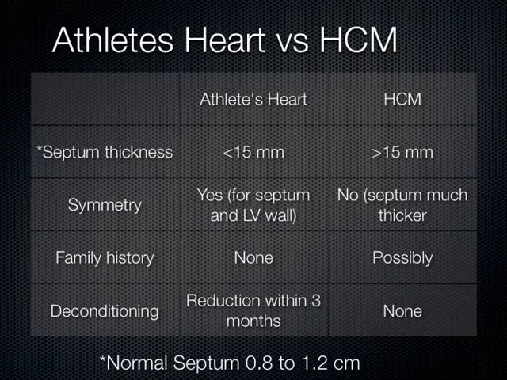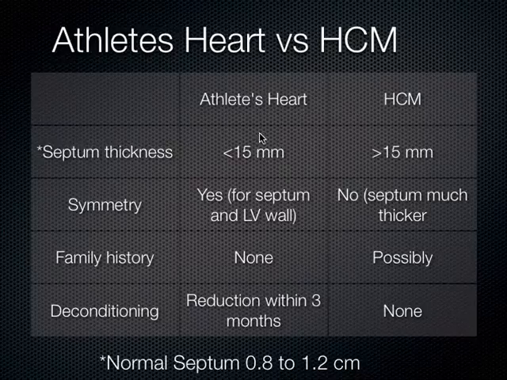And sometimes you have to differentiate this from just athlete's heart. Somebody who does a lot of exercise, a lot of working out, their septum can also thicken. But a normal septum, I said, is up to 1.2 centimeters. With the athlete's heart, it's still going to be less than 1.5 centimeters. In fact, with hypertrophic cardiomyopathy, it's greater than 1.5. And with athlete's heart, it's a very symmetric thickness, whereas with hypertrophic cardiomyopathy, we saw that it was just the septal area that was very thick.